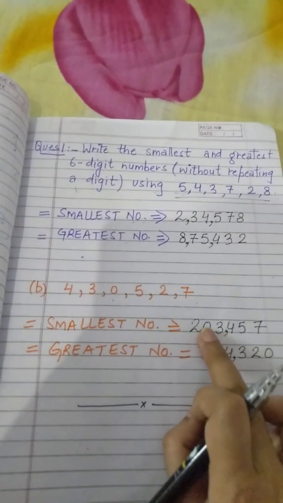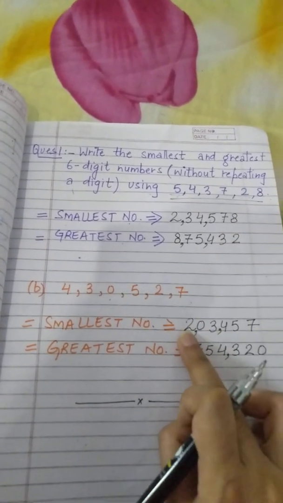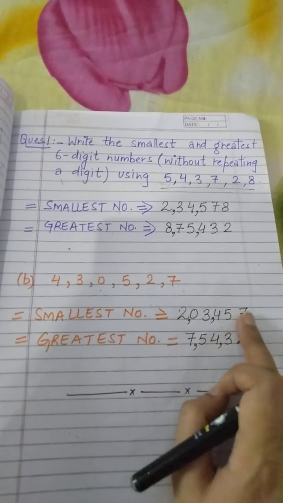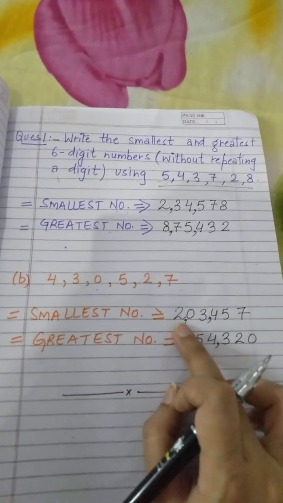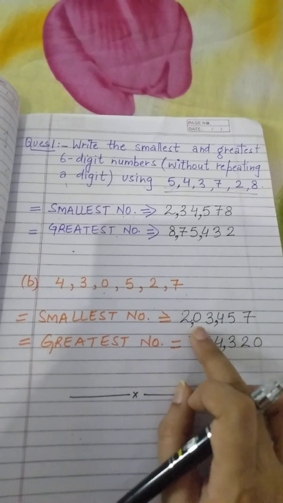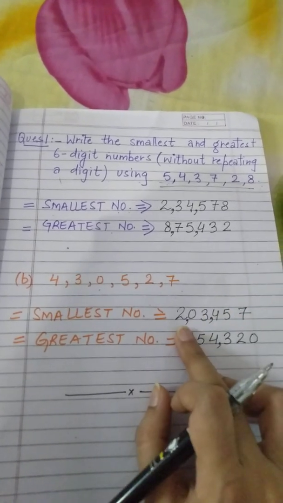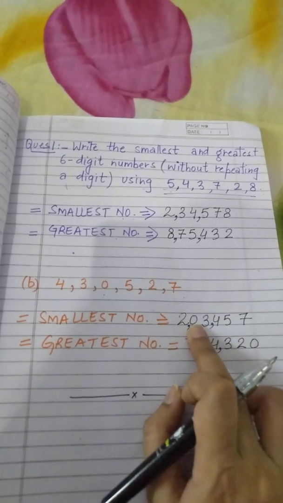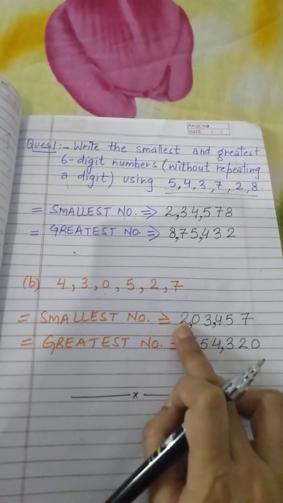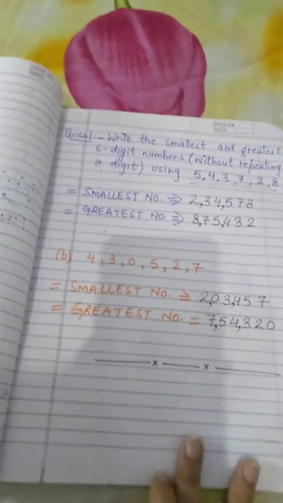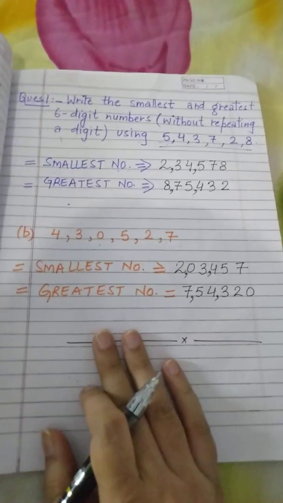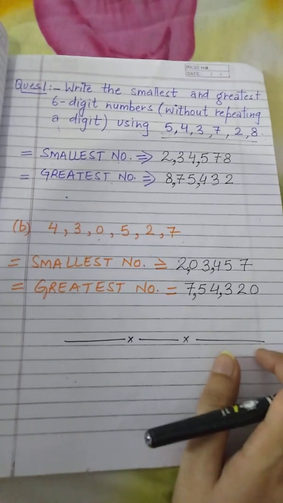One more thing also, if you put 0 here at the extreme left position, then it will not be a 6-digit number, it will be considered as a 5-digit number. That's why I have told you to place 0 at the second place, not at the first place, right? That's all for today. This is the last topic and the chapter is completed now.